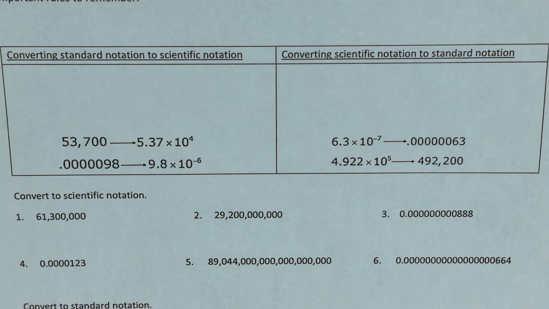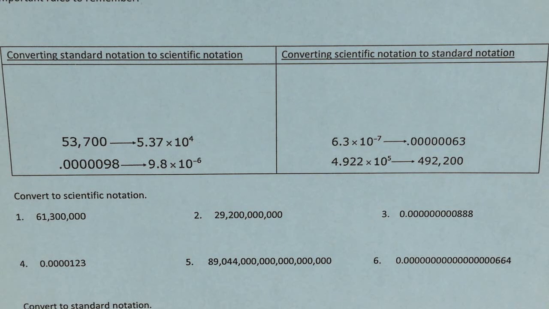Then you always say times 10. And then you say, how many times did I move the decimal? Well, from here to here, I moved it 1, 2, 3, 4 times. So why did I get that exponent? Because that's how many places you would move the decimal.